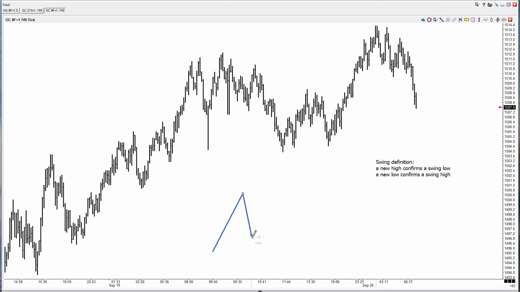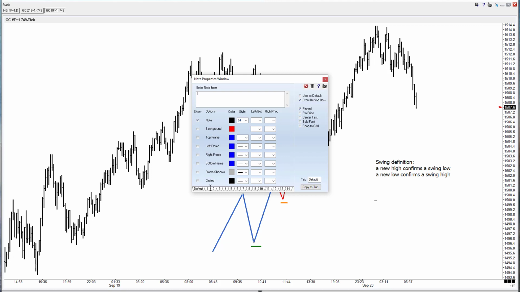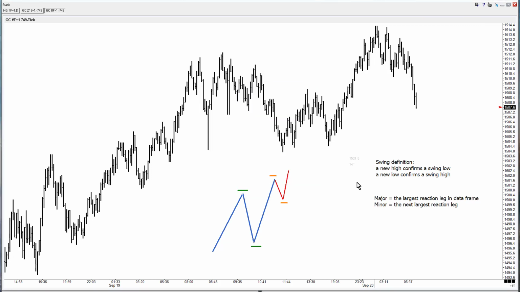A new high confirms a swing low. Doesn't matter which swings we're looking at. This is also a swing. A new high confirms a swing low. So we're going to make a further distinction here and put another objective definition in. This is very objective and it's very simple. Don't concern yourself with minors right now. We're just going to look at majors in this first part. Maybe in the third part we'll look at minors.